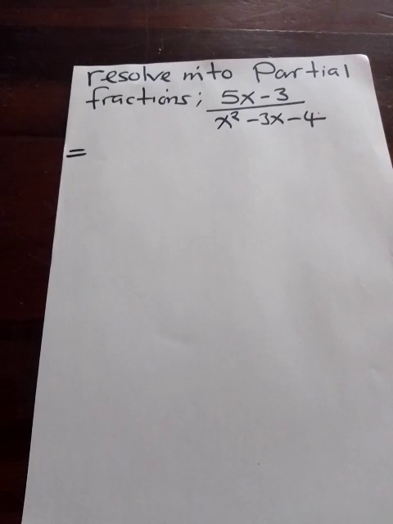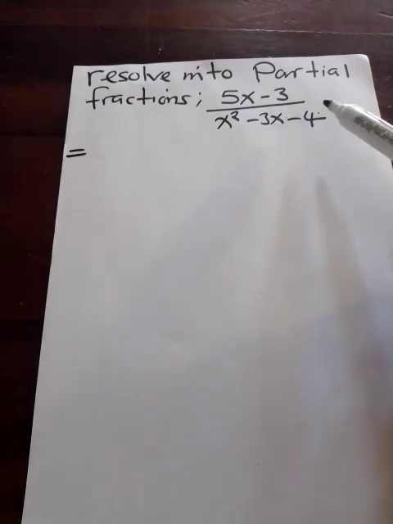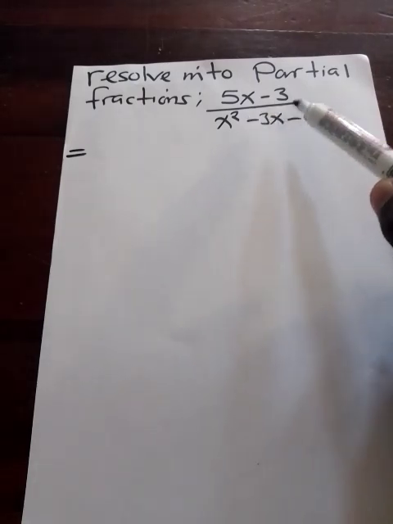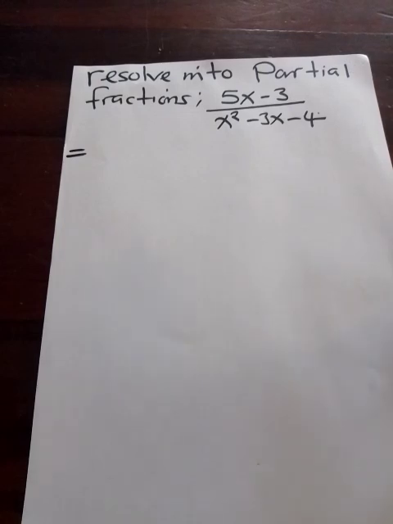So the question that we have right there says resolve into partial fractions (5x minus 3) divided by (x squared minus 3x minus 4). When you talk of partial fractions, we are simply talking about a fraction that is expressed into parts. What we are mainly interested in, for example in this question, is the denominator. We need to find a way in which we are going to break down this denominator into linear functions. The only way that we can do this is by applying the factorization method.